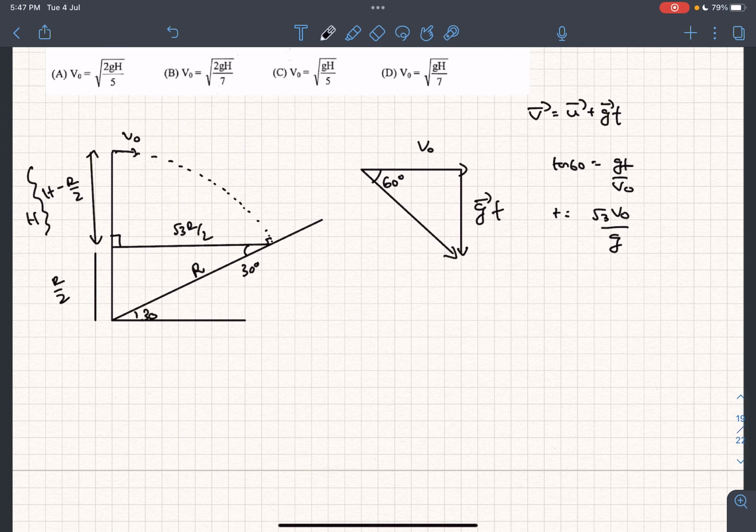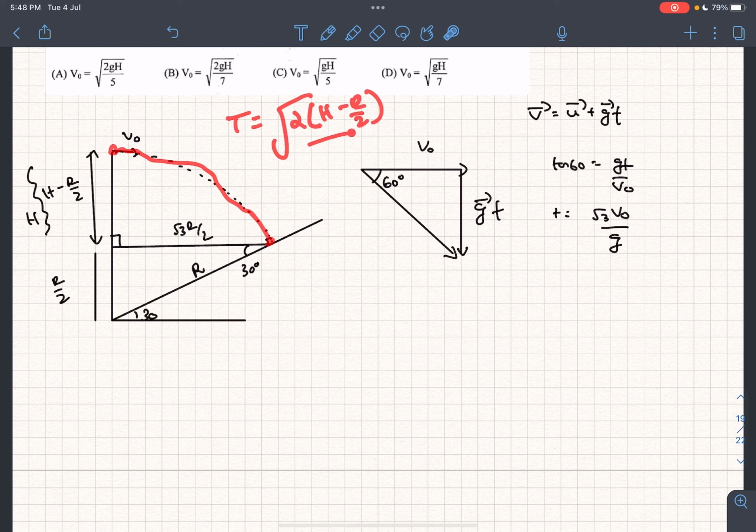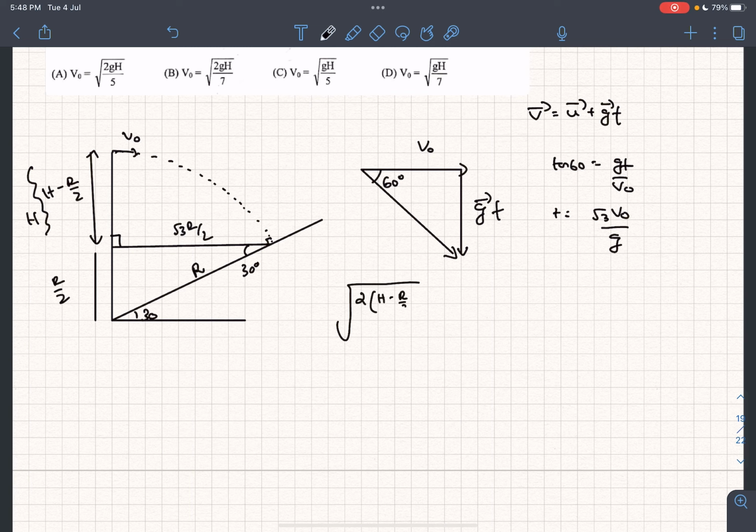First and foremost, as the vertical velocity at this point is 0, if you simply use the kinematics equation between these 2 points, we can say the time of flight is root of 2 times h minus r by 2, which is the height of fall, divided by g. So let's do that. Square root of 2 times h minus r by 2 divided by g would be equal to the time which we just found out, that is root 3 v naught divided by g.